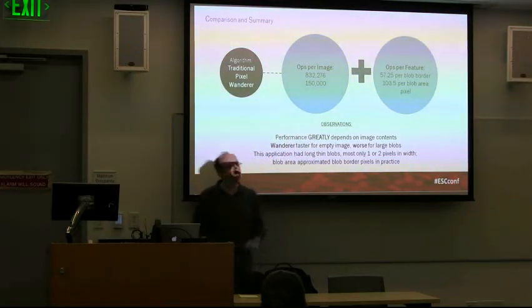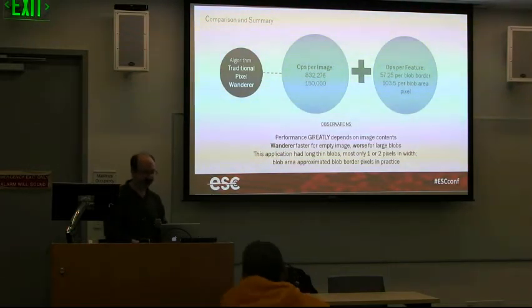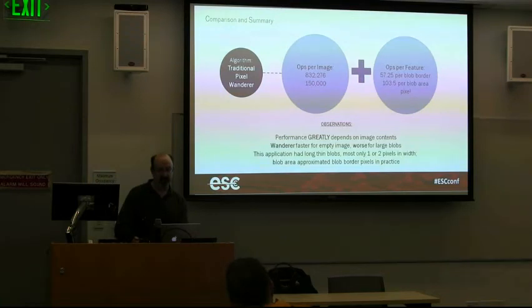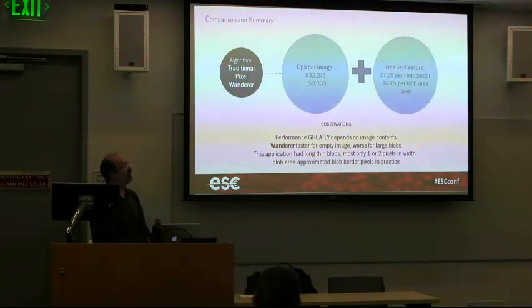Basically, for an empty image, it's almost about 6 times as fast-ish. If you have large blobs, it gets very bad. Matter of fact, if you give this thing a large blob, it can take a second or more to pick it out. An all-white image, its worst nightmare.